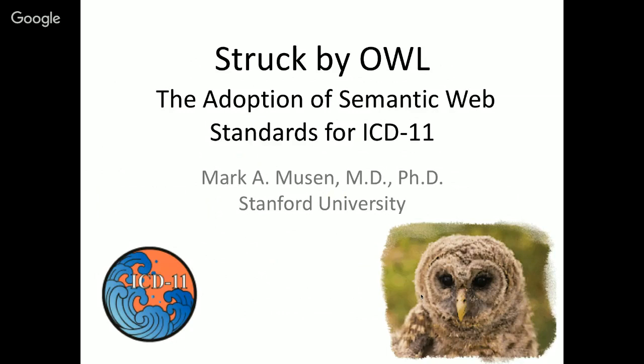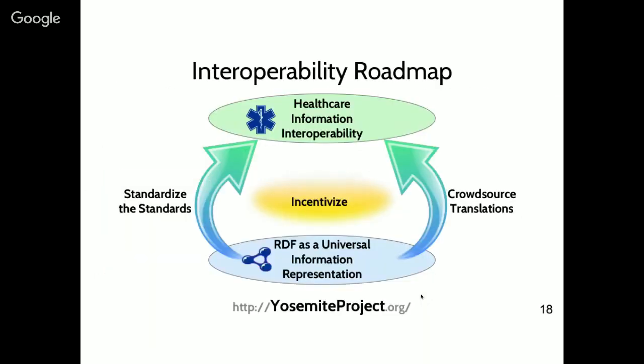And Dr. Musen, if you could switch to the first roadmap slide. The Yosemite Project articulates an ambitious roadmap for achieving interoperability based on RDF as a universal information representation. And if you'd go to the next slide, please. So today's webinar by Dr. Musen, on the use of OWL in ICD-11, fits into the left-hand portion of the Yosemite roadmap, which is about standardizing the standards. And it describes one of the ways that healthcare terminologies are moving closer toward standardizing the standards.